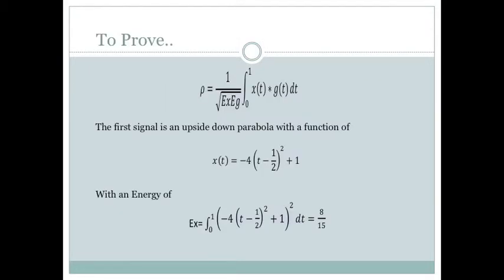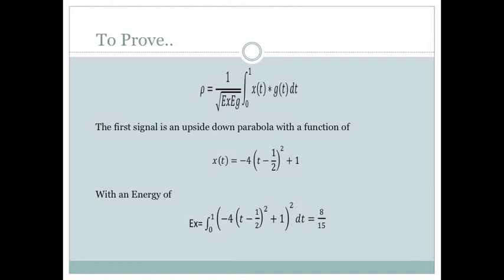To prove that the two signals have a very high similarity, I had to find the correlation between the two signals. The correlation function is given by 1 over the square root of Ex, which is the energy of signal x, times the energy of signal g, times the integral from 0 to 1 of x of t times g of t, all multiplied by dt. In my case, x is the upside down parabola, and g is the triangle function.